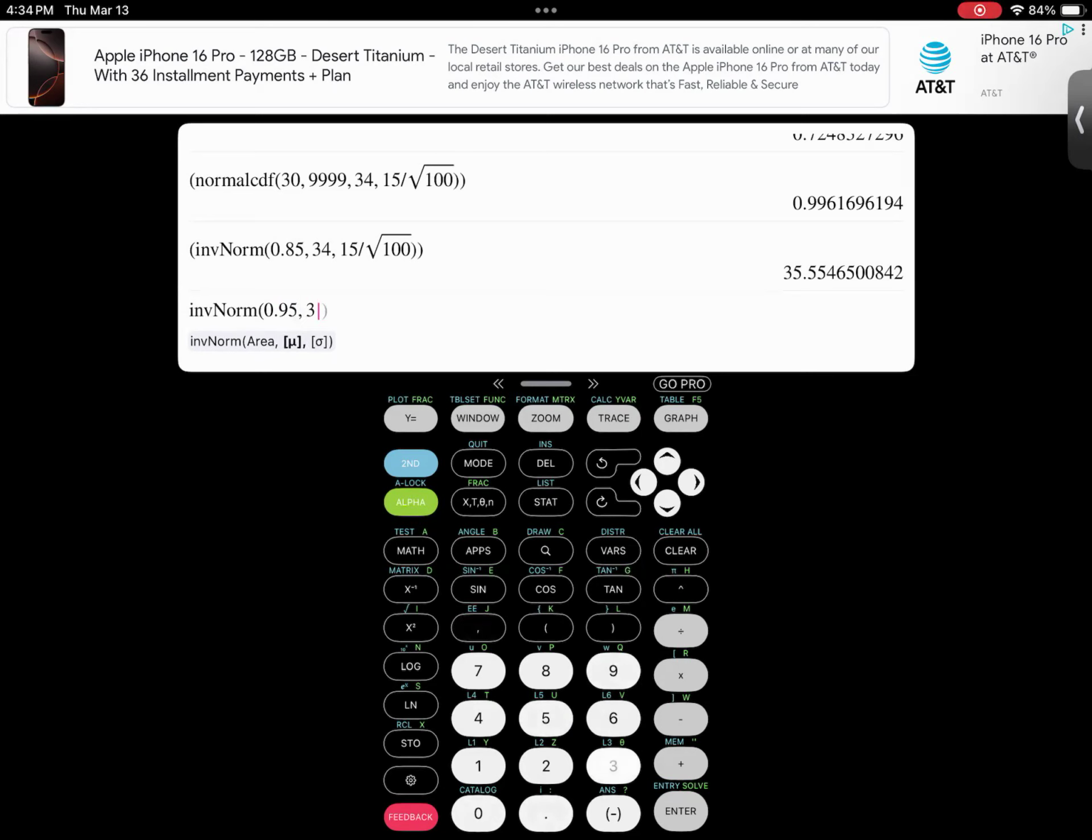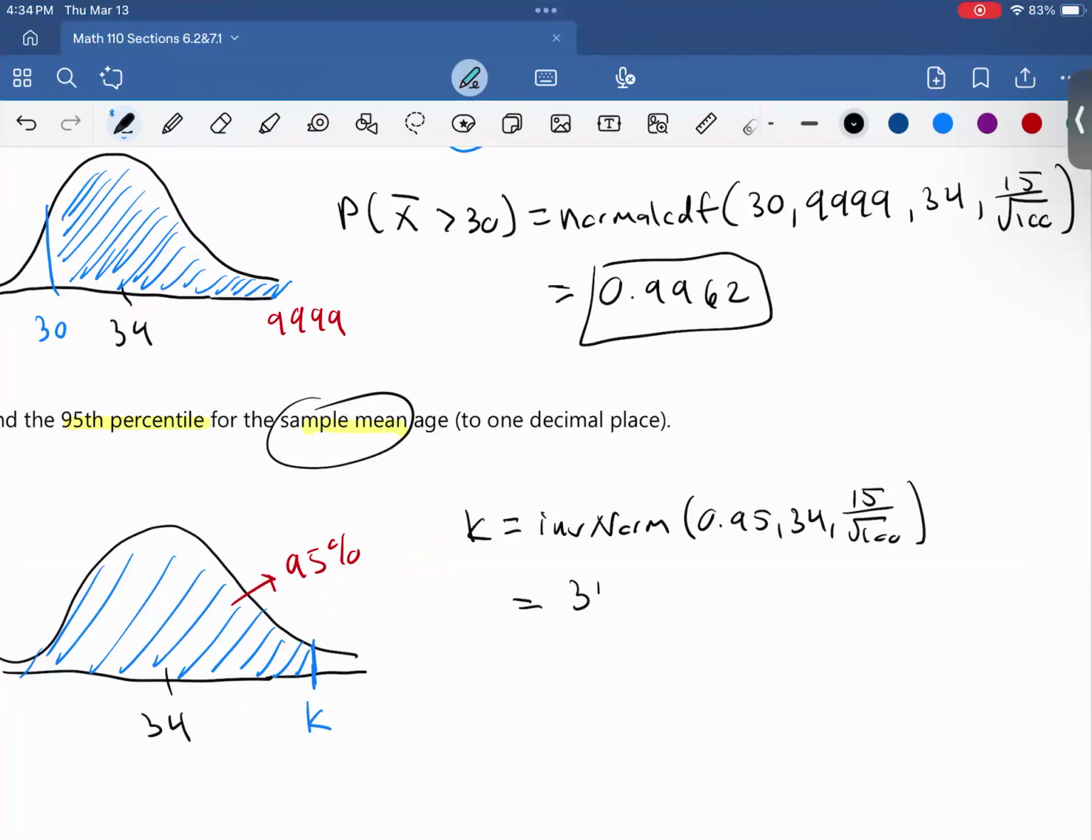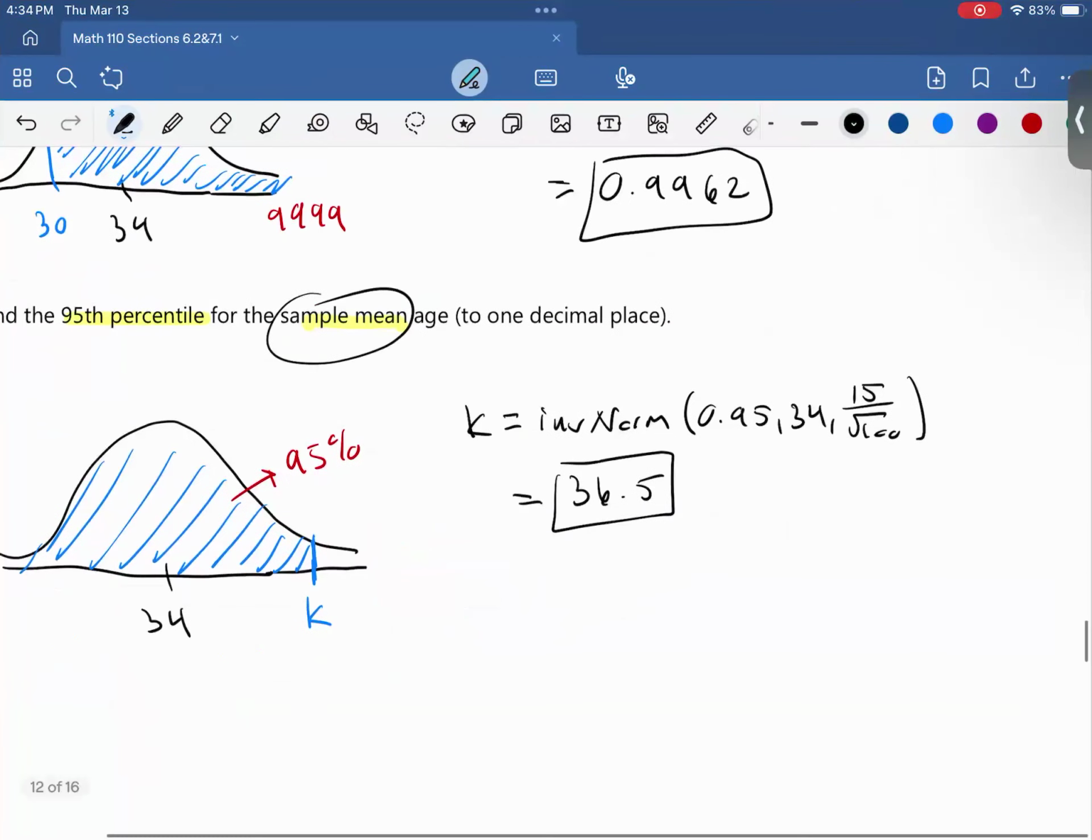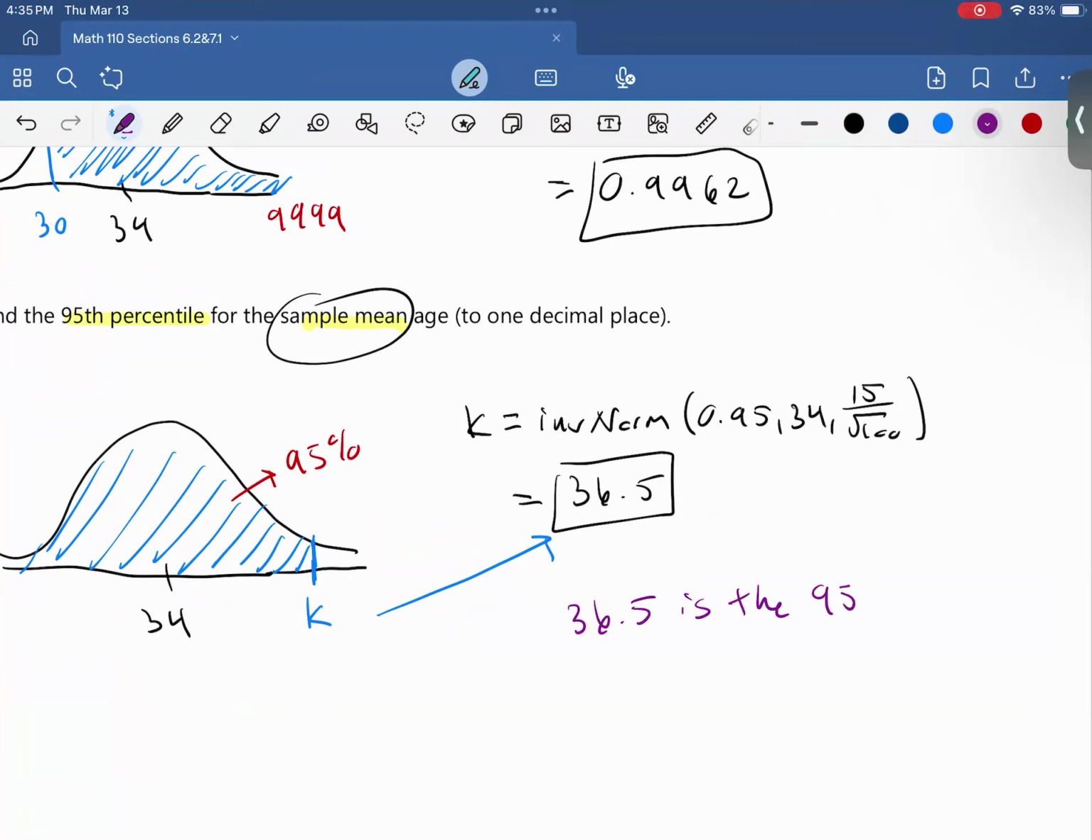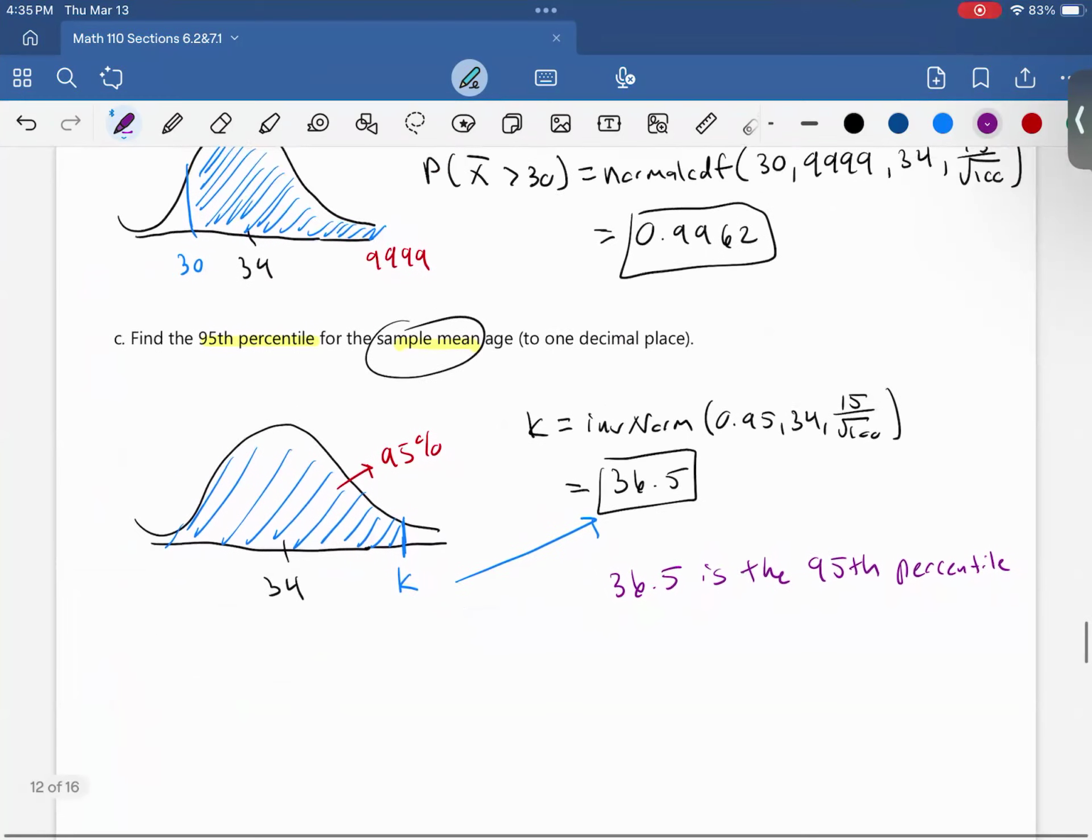0.95, 34, and 15 divided by square root of 100. And what we get is 36.46. It says one decimal place, so we round up to 36.5. So this 36.5 is the 95th percentile. Okay. And that's it for question 3.